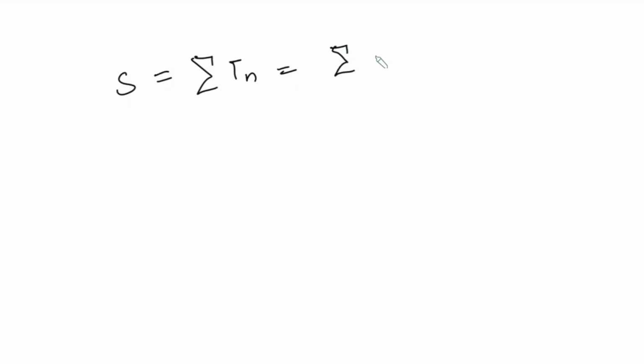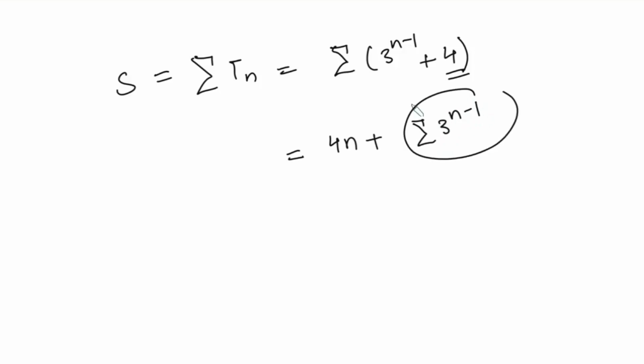Summation of 3 raised to the power n minus 1 plus 4. Here, summation of 4 means 4 added n times, so that gives you 4n, plus summation 3 raised to the power n minus 1. For this part, summation 3 raised to the power n minus 1 is same as 3 to the power 0 plus 3 to the power 1 plus 3 to the power 2 and so on, which is the GP, and sum of which can be found by using sum of GP formula.